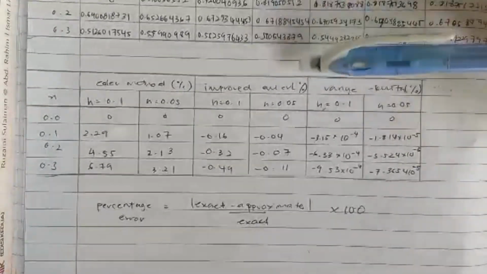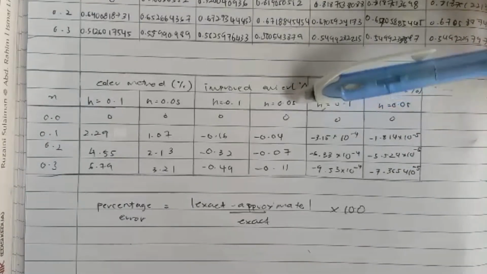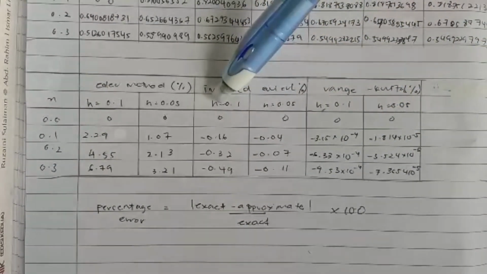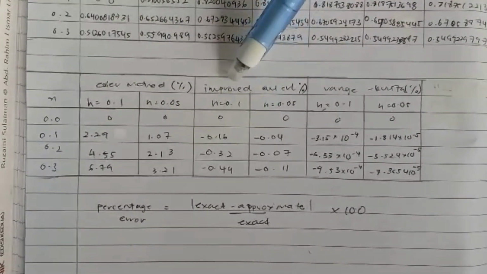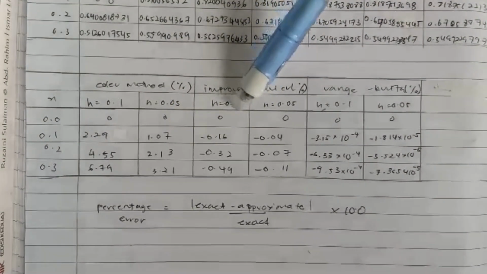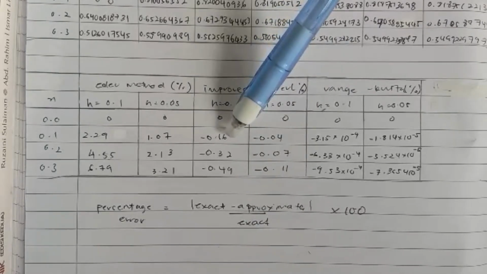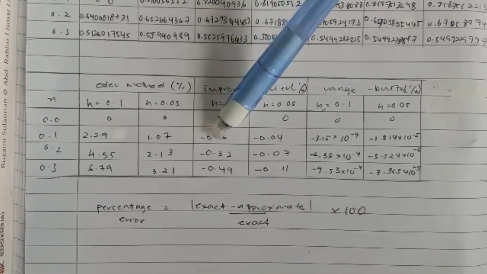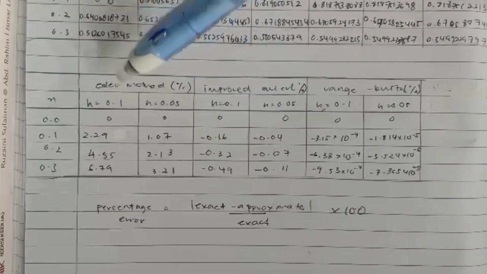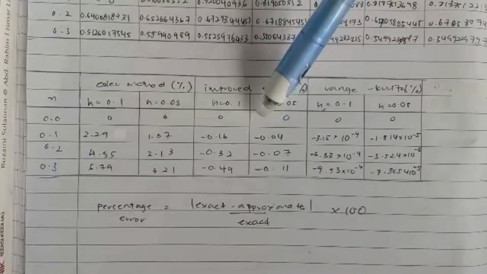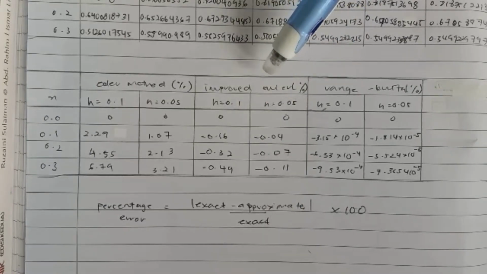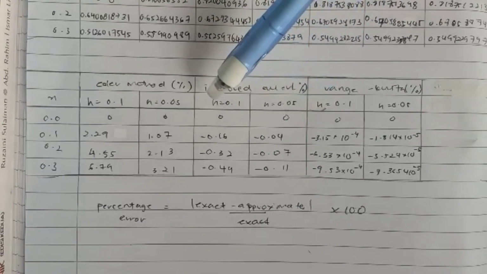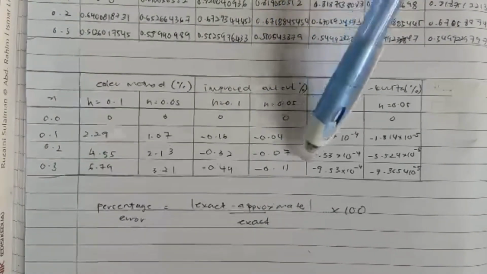In the improved Euler method, we can see that with h equal to 0.1 and x equal to 0.1, the percentage of error is very small, at negative 0.16, compared to the Euler method. And with h equal to 0.05, the percentage of error becomes smaller than when h is equal to 0.1. This proves that h equal to 0.05 is more accurate.